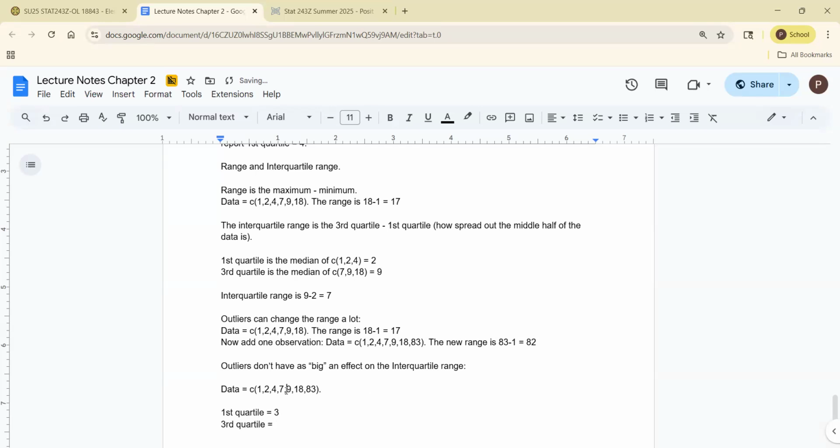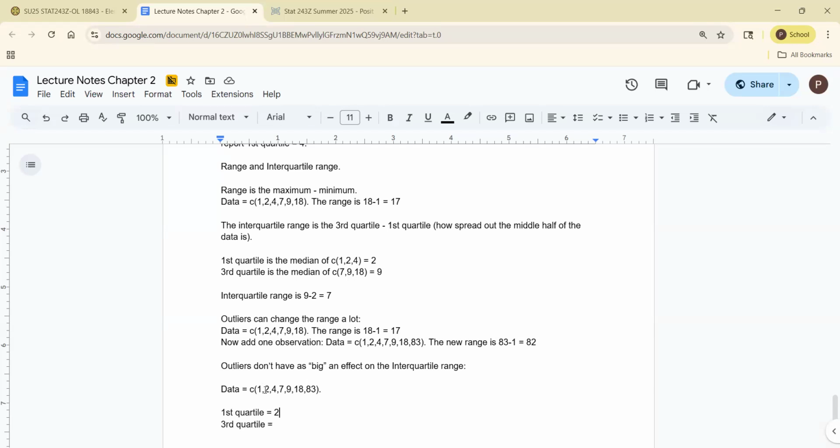and our new third quartile is going to be halfway between 9 and 18, I believe. Oh, actually, no, our new first quartile is going to be 2. What did I do? Let me make sure. I got to slow myself down here. 1, 83, 2, 18, 4, 9, 7 is our middle.